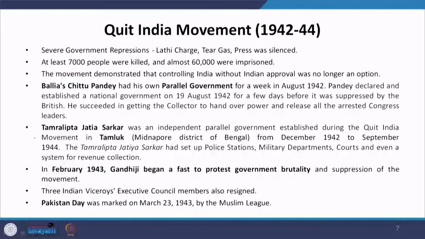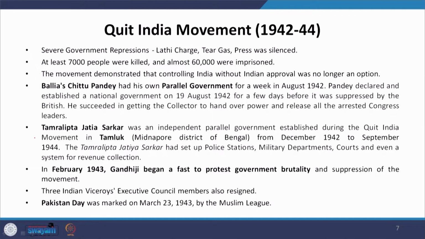So, and then we see certain instances of parallel governments being formed. For example, there are two such instances that we can mention here. One was in UP. Ballia's Chittu Pandey had actually established his own parallel government, and it ran for a week in August 1942. Pandey declared and established a national government on 19th August 1942, for a few days before it was suppressed by the British. He succeeded in getting the collector to hand over the power and release all the arrested Congress leaders.